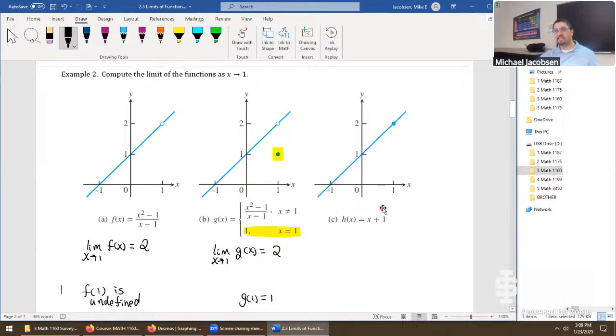And this one, h of x, is kind of strange in a way. Again, we're going to come back to the functions f of x and h of x and say a lot more in section 2.4.